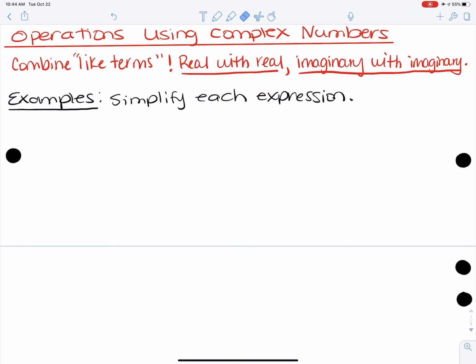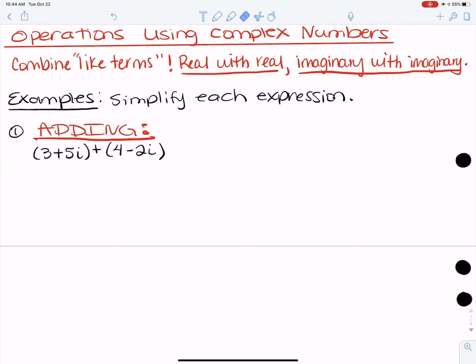So our first example, we are going to simplify each expression. Here's our first expression, and we are going to be adding. So with complex numbers, you can add.